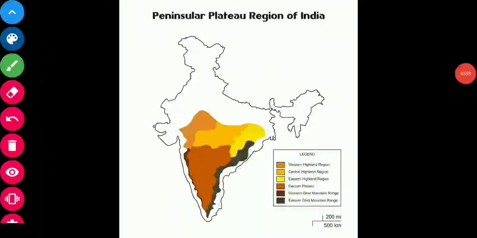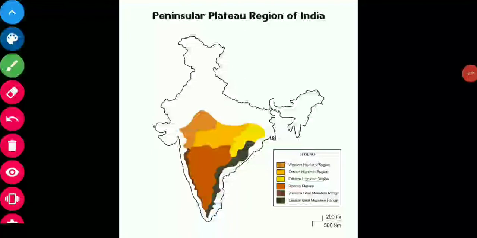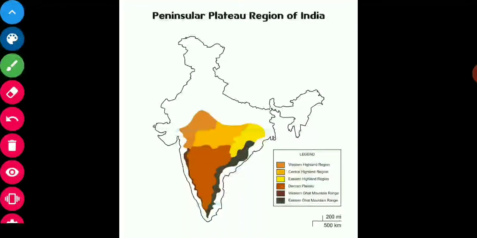The next division is the Peninsular Plateau. To the south of the northern plains, there is a triangular landmass known as the Great Peninsular Plateau. The river Narmada divides this plateau into two distinct parts, the Malwa Plateau and the Deccan Plateau. The Malwa Plateau lies to the northwest and the Deccan Plateau lies to the south.